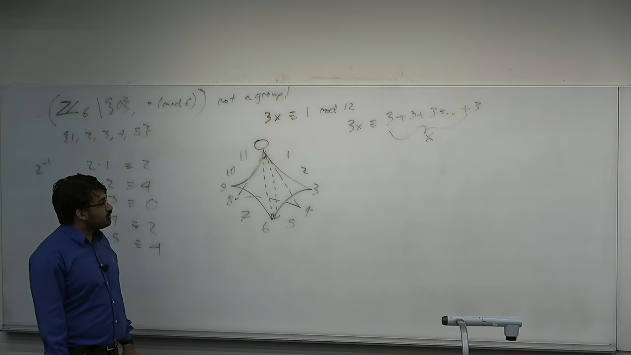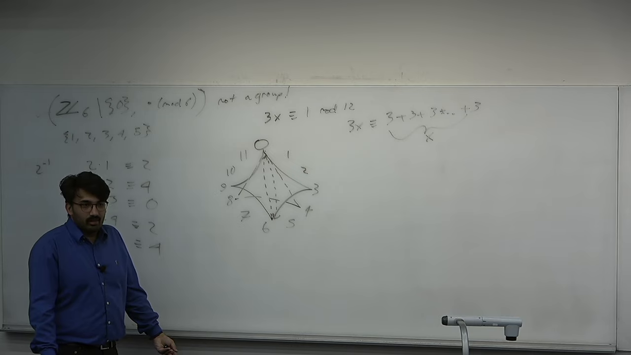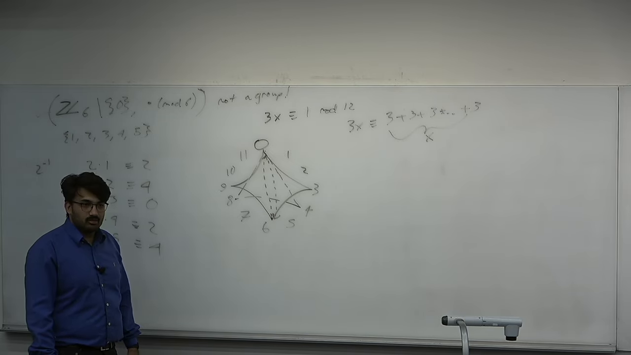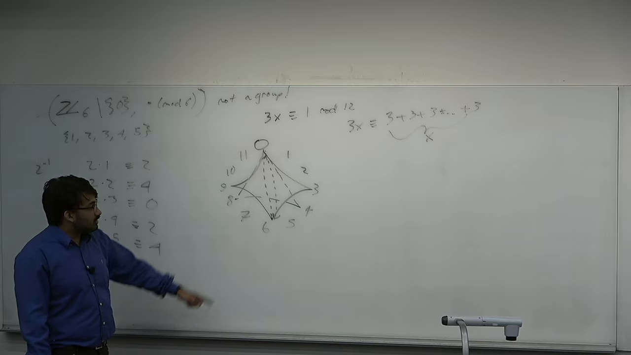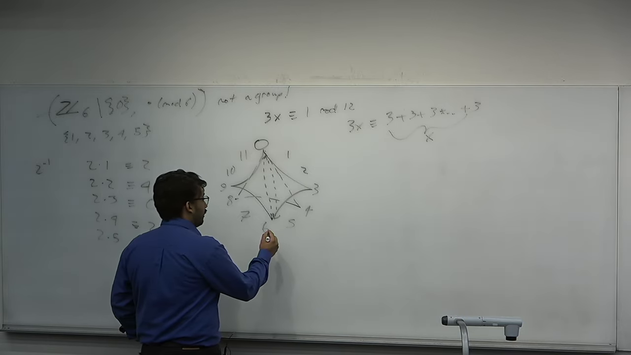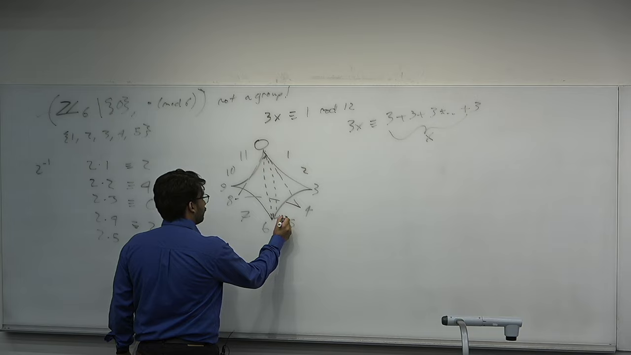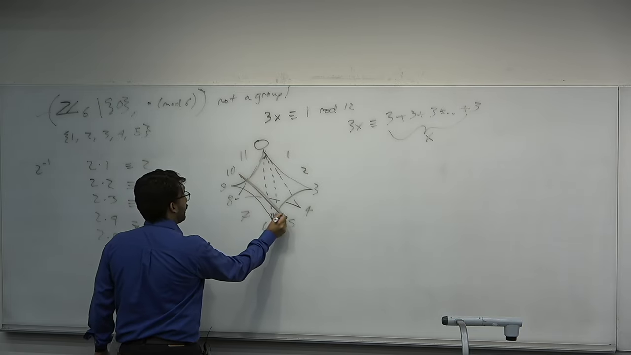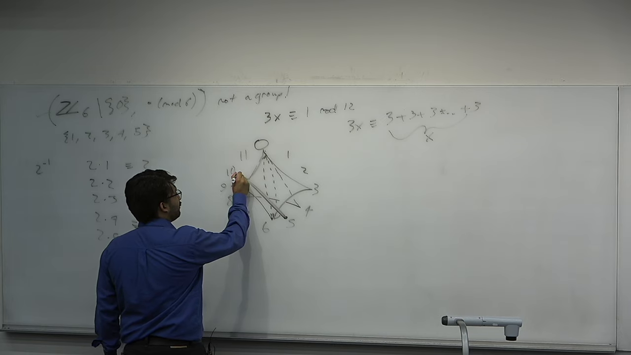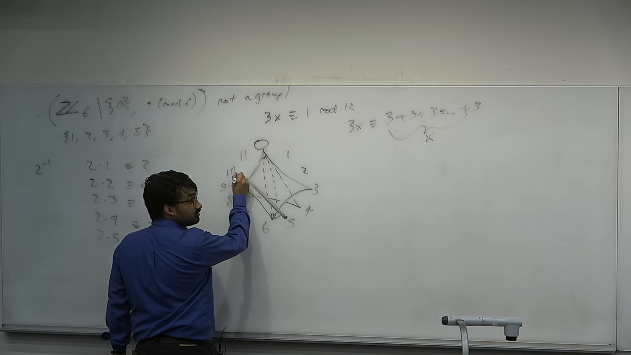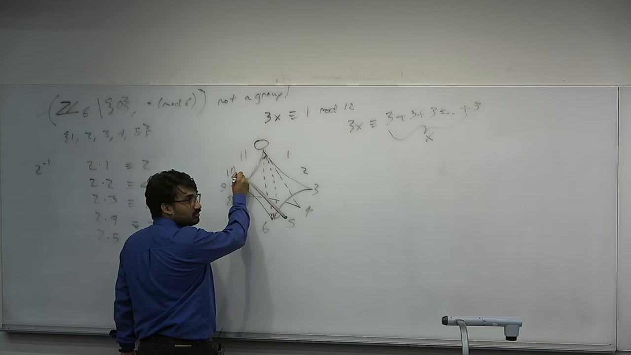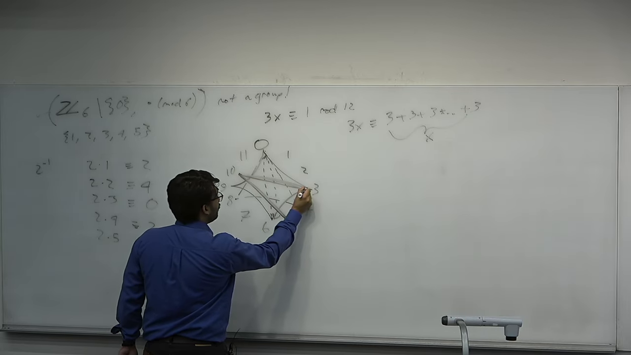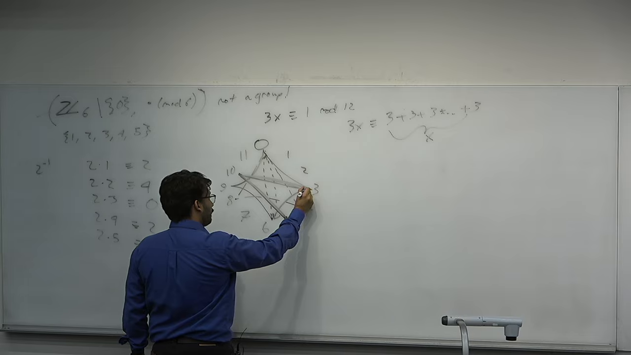Let's do one more. Let's do a number that doesn't divide into 12. Give me a number that doesn't divide into 12. Let's do 5. 5 doesn't divide into 12, right? 2 divides into 12 even. What is 5 plus 5 mod 12? What is 10 plus 5 mod 12? 15 mod 12 is 3. What's 3 plus 5 mod 12?